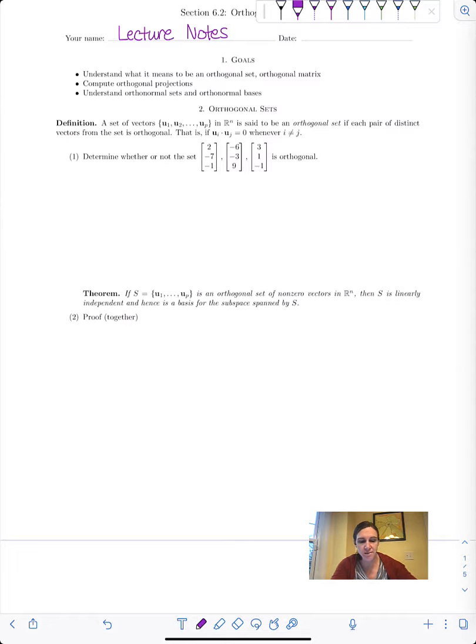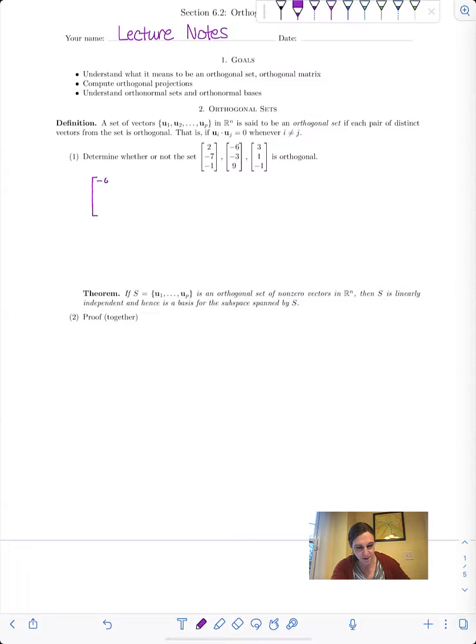So first of all, if we have a set of vectors in Rn, it's said to be an orthogonal set if each pair of distinct vectors from the set is orthogonal. That is, when you take the dot product of any two different vectors in this set, you always get 0. The only way this set can be orthogonal is if every single dot product is 0. So to show orthogonal, we have to show that all of them are 0.